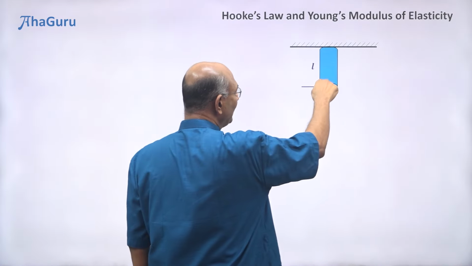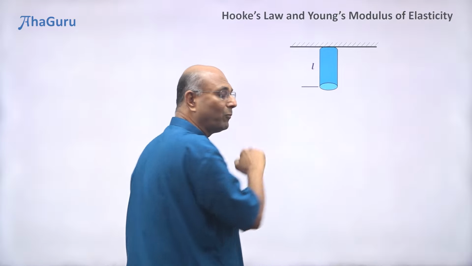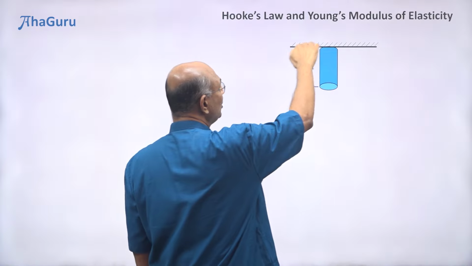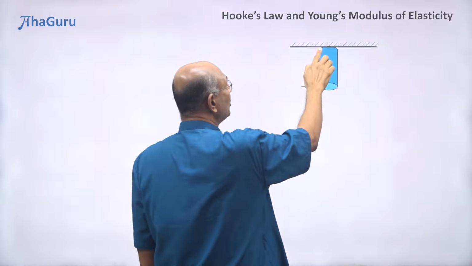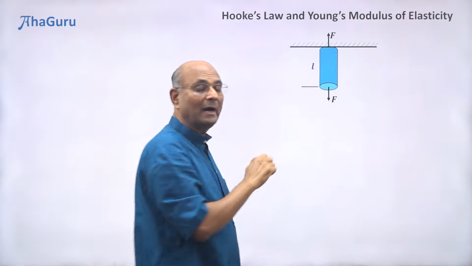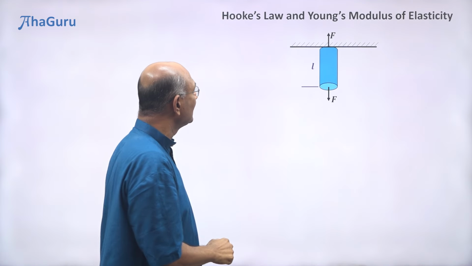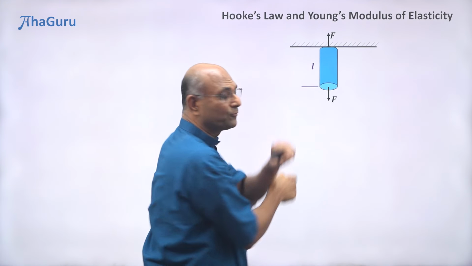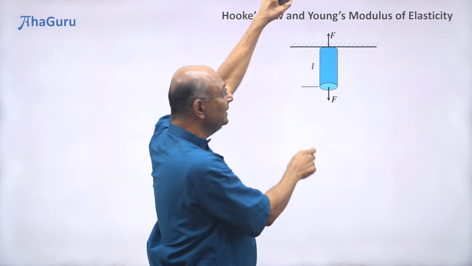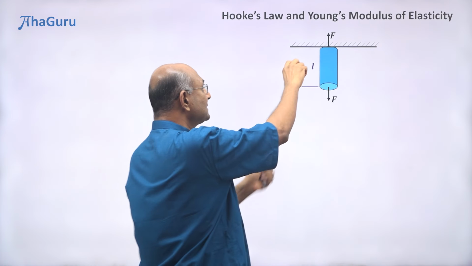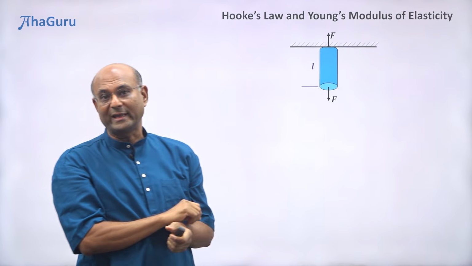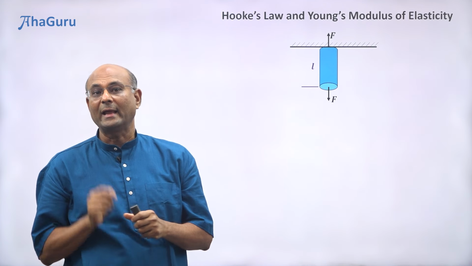If I now apply a force F downwards on the bottom face, then the top face, because it's connected to the roof, is going to pull it, right? So the top face will have a force F applied by the roof, pulling it upwards. So you can see that these two forces are the deforming forces applied on the rod. Because of this, what will happen? Because of this, the rod is going to elongate.